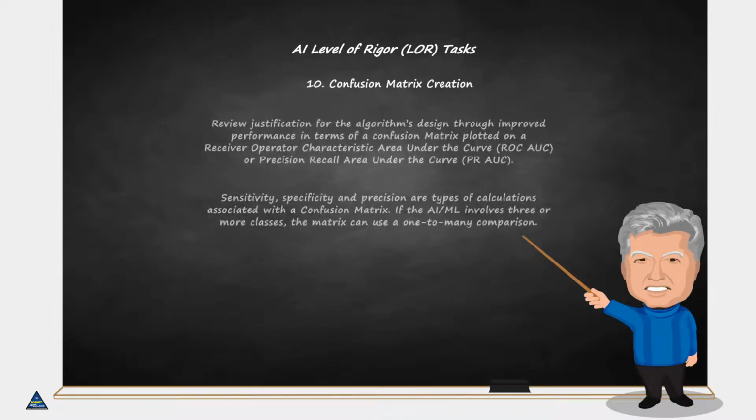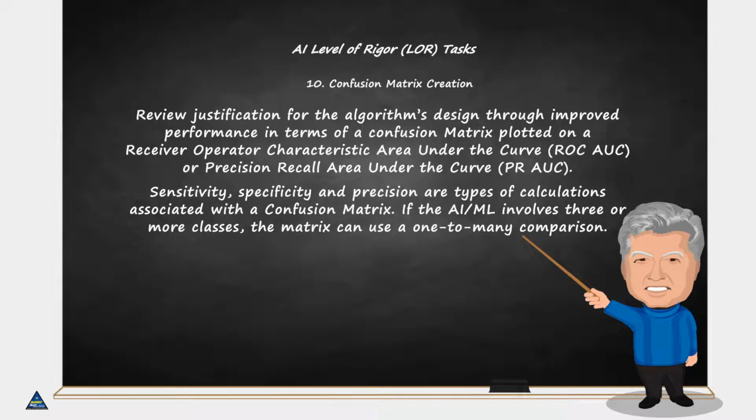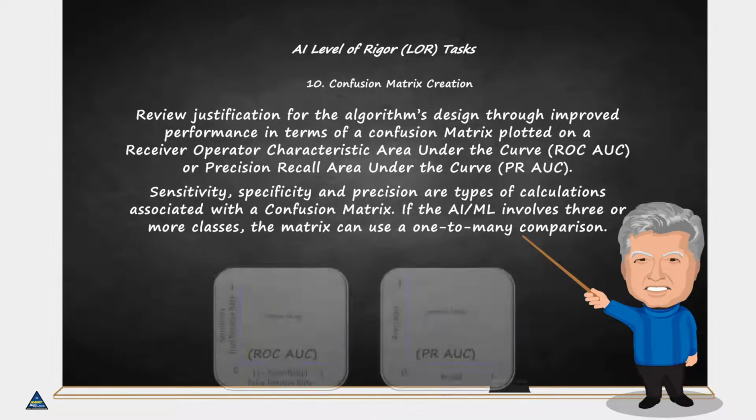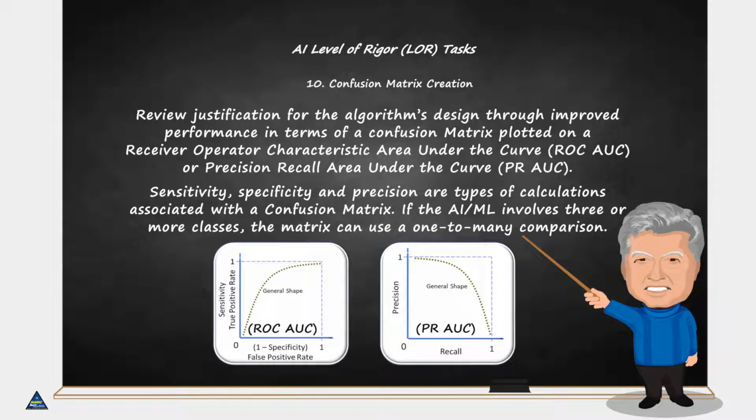The 10th AI level of rigor task is called confusion matrix creation. You might have heard of confusion matrices. They're an industry standard. We go into detail on how to develop a confusion matrix and why they're important in terms of how to measure in an objective way the performance of an algorithm.